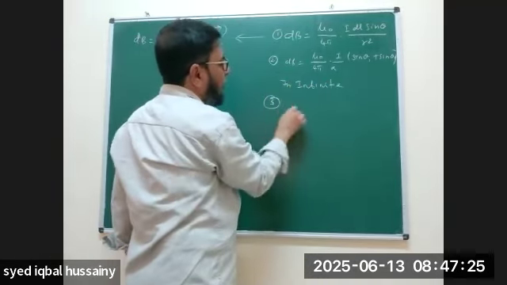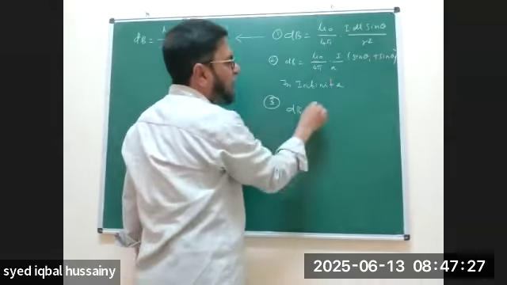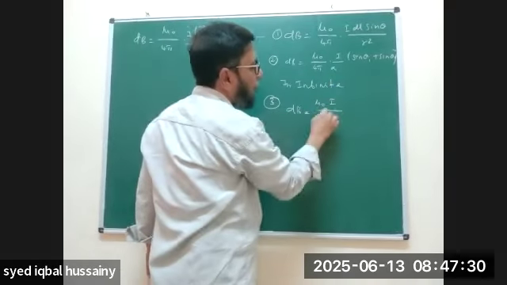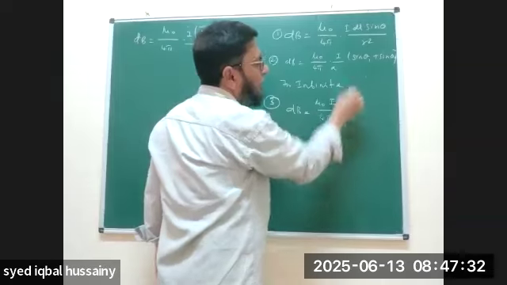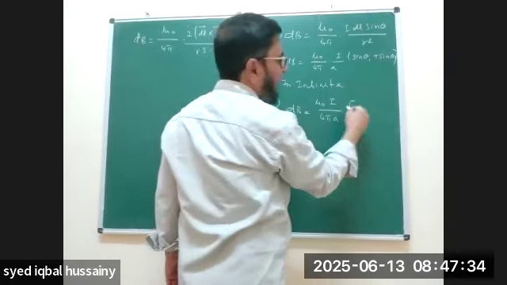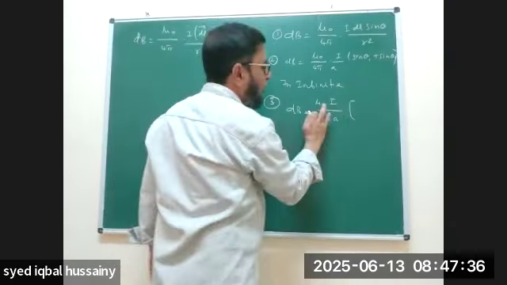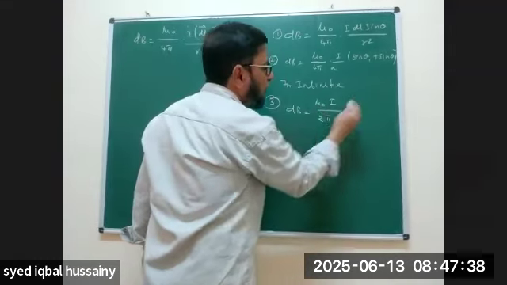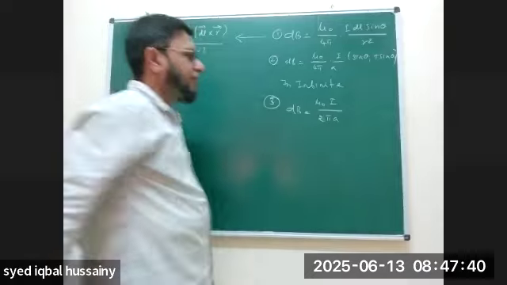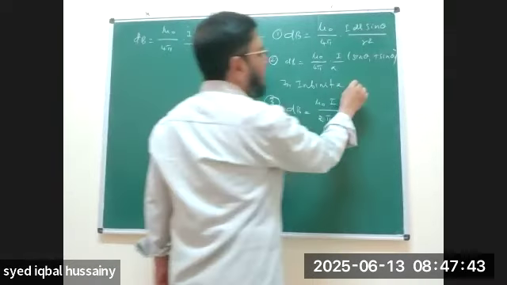If it is an infinite conductor, if you substitute the value for infinite, what is the value? dB will be equal to mu naught I by 4 pi A, and here sin 90 plus sin 90 will come. So sin 90 is what? 1 plus 1, 2. So the 4 and 2 cancel, giving 2 pi A. This is the answer for an infinite conductor.